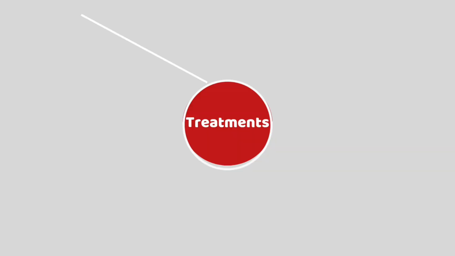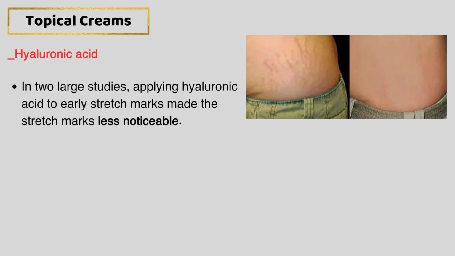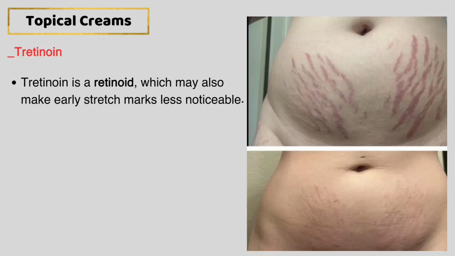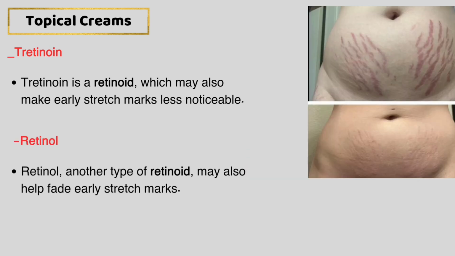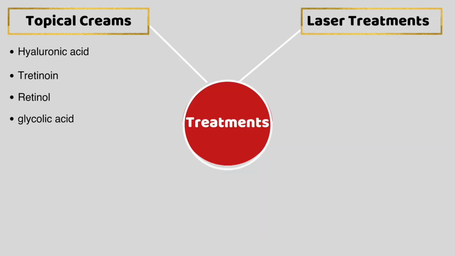Most common treatments for stretch marks. 1. Topical creams, such as hyaluronic acid. In 2 large studies, applying hyaluronic acid to early stretch marks made the stretch marks less noticeable. Tretinoin. Tretinoin is a retinoid, which may also make early stretch marks less noticeable. Retinol, another type of retinoid, may also help fade early stretch marks. Glycolic acid. Glycolic acid may help reduce the appearance of newer stretch marks.